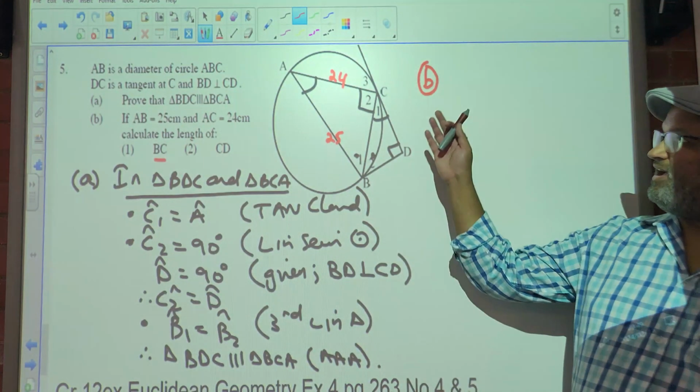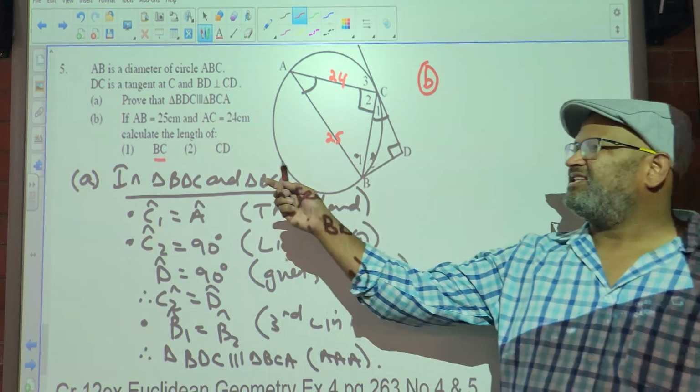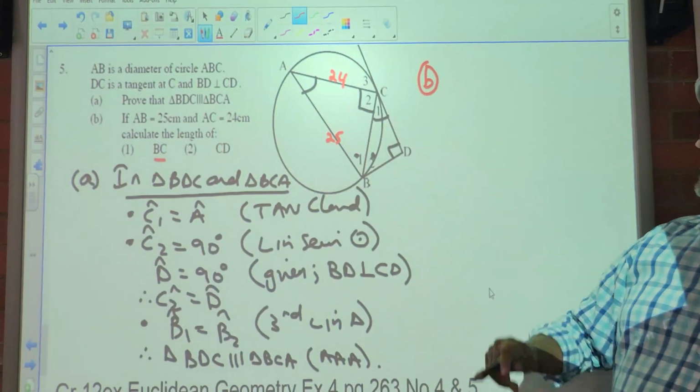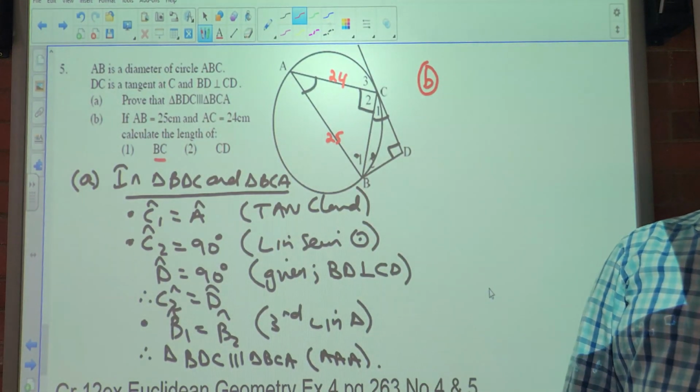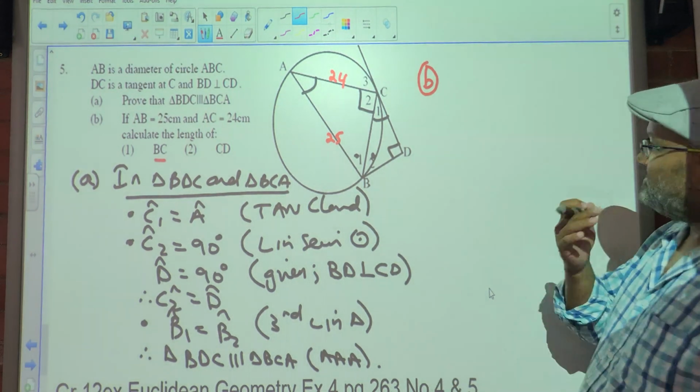Okay, so if I would have written out the ratio here first, and then realized afterwards that BC must be calculated first, and then probably to calculate CD, I would need to use the ratio anyway. Can you see that, people? They wouldn't have gone to waste.